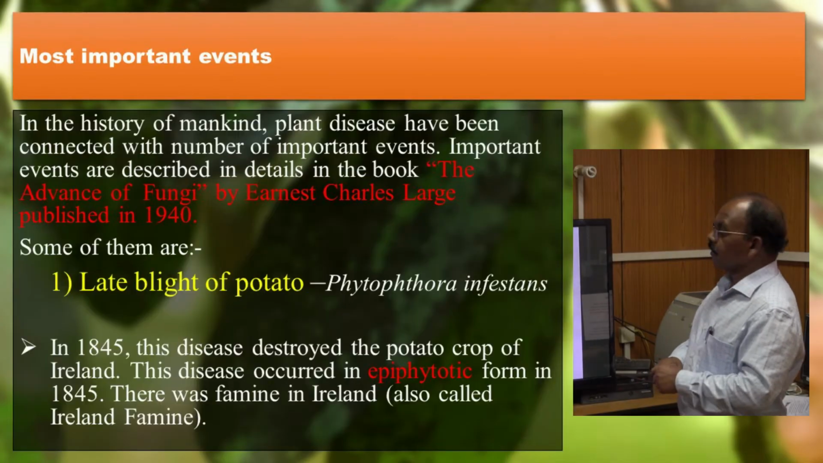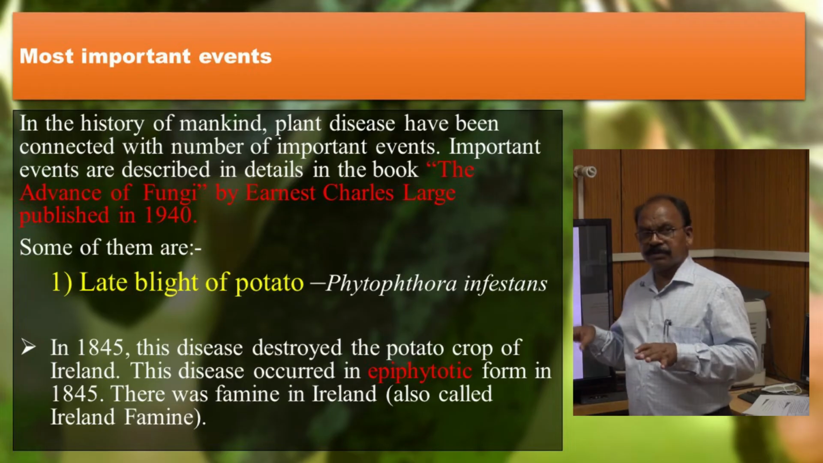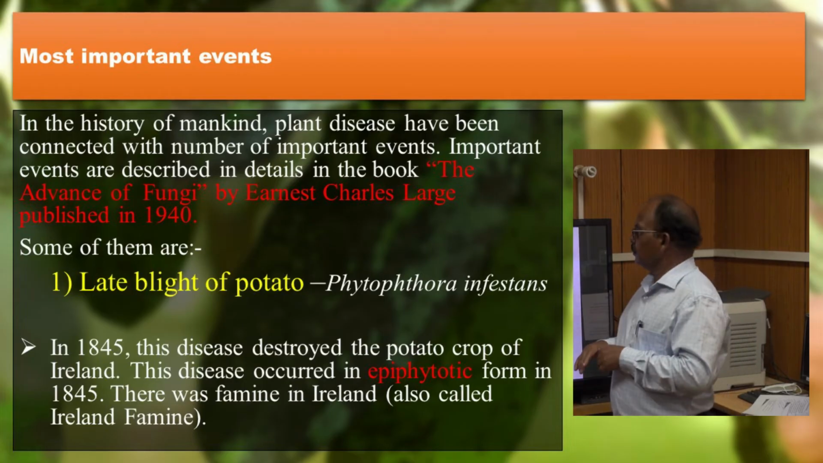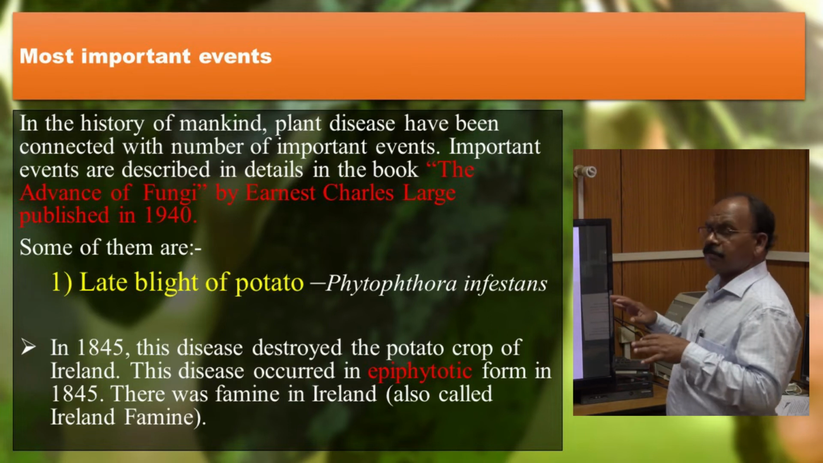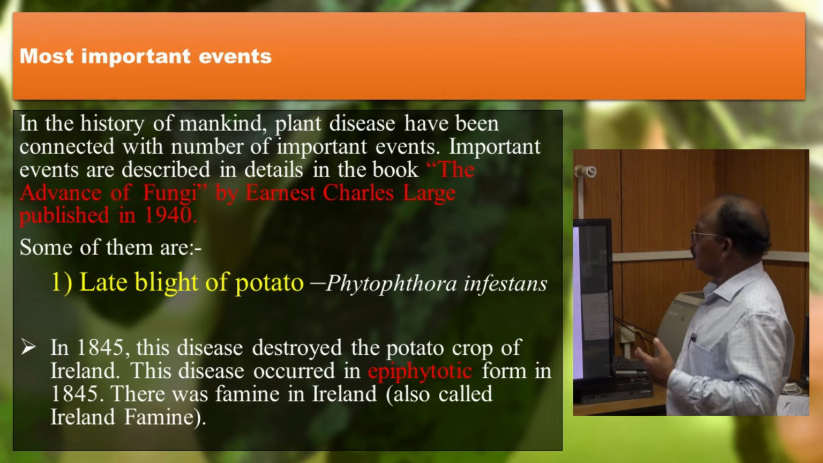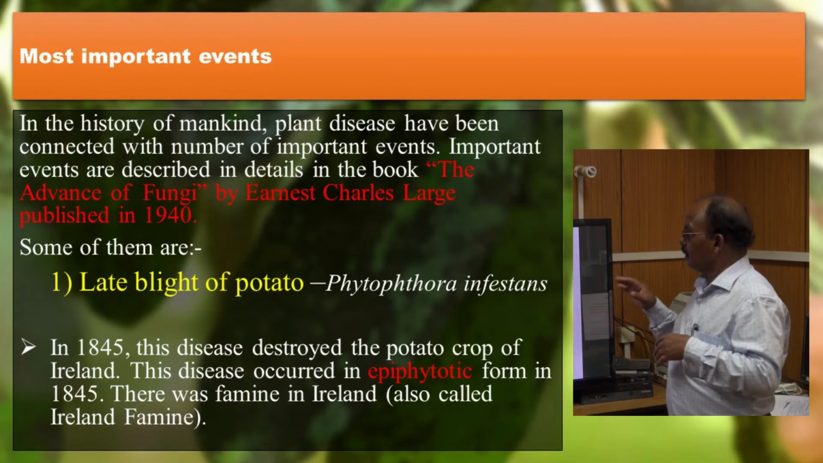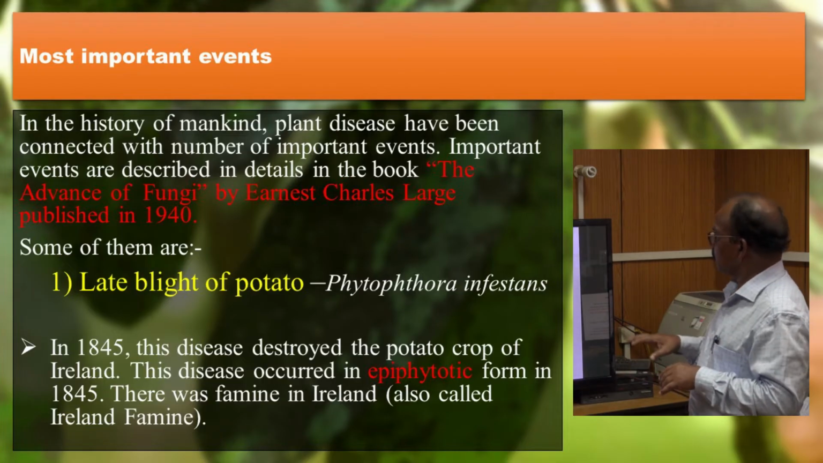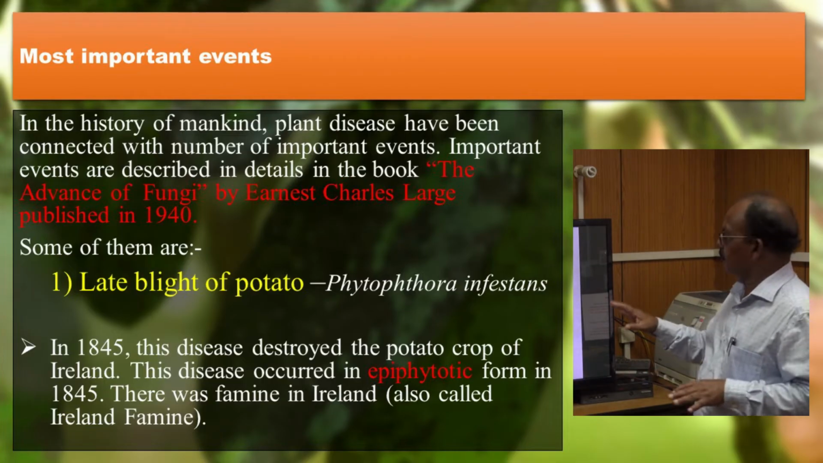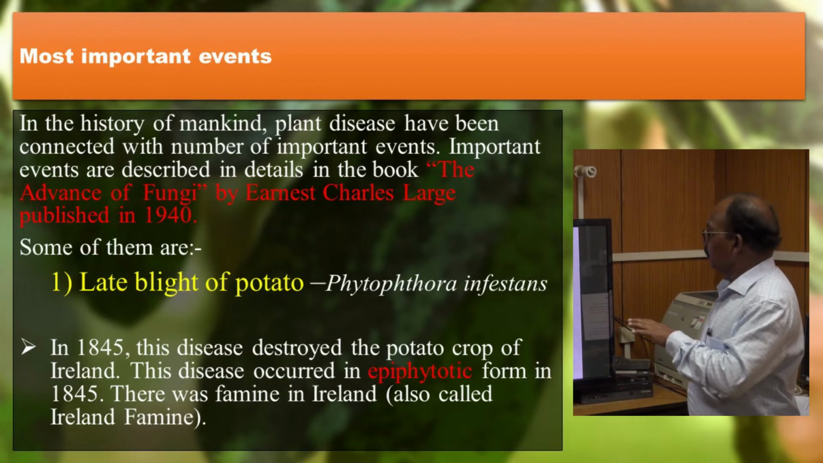The most important events. There are some diseases which are most important in the history of mankind. Plant diseases have been connected with a number of important events. The important events are described in detail in the book The Advance of the Fungi, written by Ernest Charles Large, which was published in 1940. Some important events are late blight of potato.